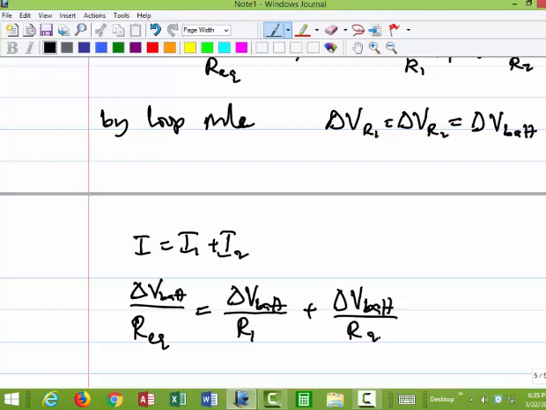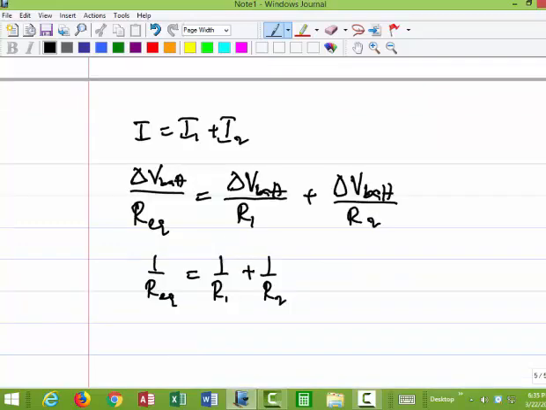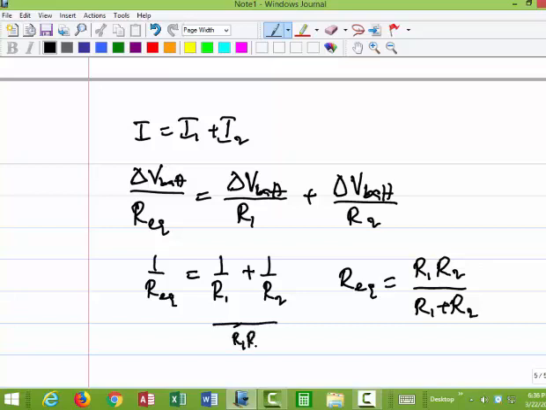So we can see that we can cancel out the potential drop delta V to end up with 1 over R equivalent equals 1 over R1 plus 1 over R2. So what this leads to then, if you like, we can write it as R equivalent equals R1 R2 over R1 plus R2. This comes from taking the lowest common denominator, R1 R2, and then doing R2 plus R1. Okay, that will lead you to this result.